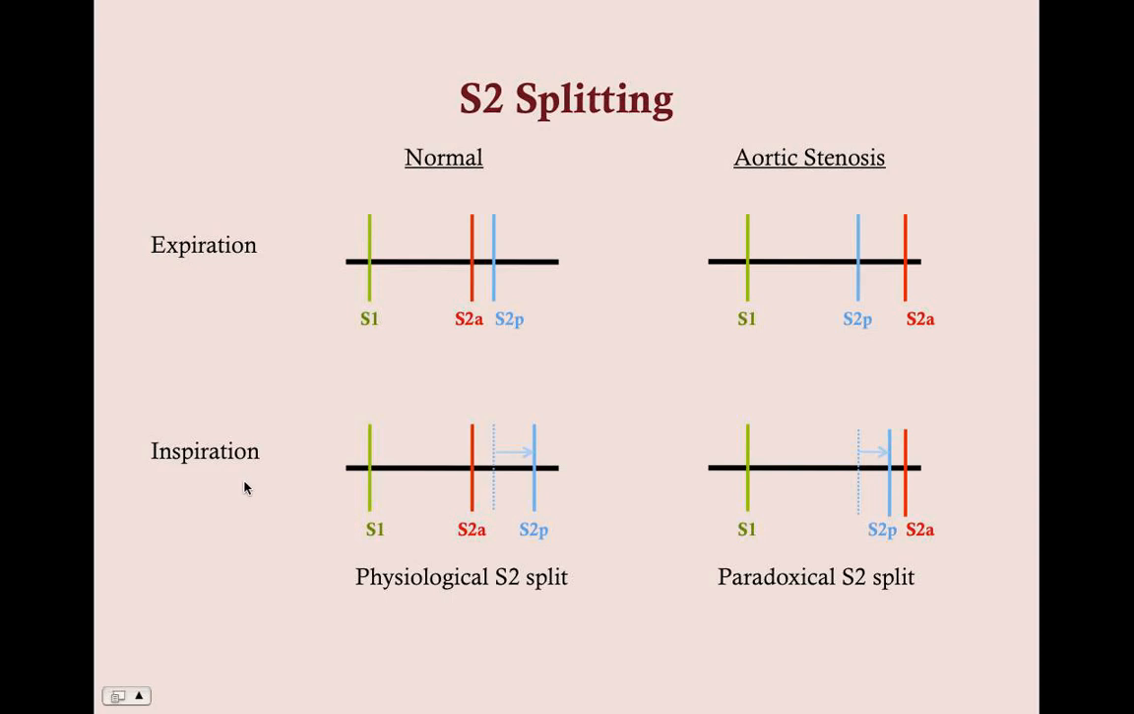During inspiration, you can clearly hear the splitting between the aortic valve, which closes at the same time, and the pulmonary valve, which closes later because there's less pressure in the pulmonary vasculature. And so you'll hear lub-da-dub, lub-da-dub, lub-da-dub. Now, let's contrast this to aortic stenosis.